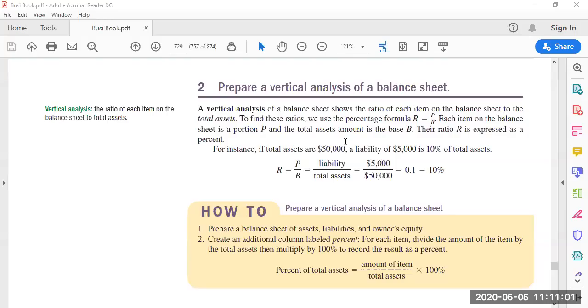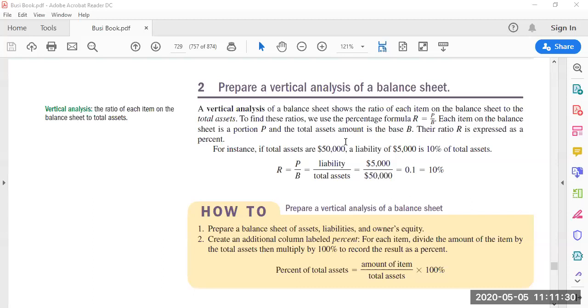Welcome back. Part 2, how to prepare a vertical analysis of a balance sheet. Once the balance sheet has been created and the data is available, then we can analyze it. The analysis of the balance sheet allows us to see different ratios of each of the items on that balance sheet compared to the total assets. So that is what the vertical analysis is, the ratio of each item on the balance sheet to total assets.